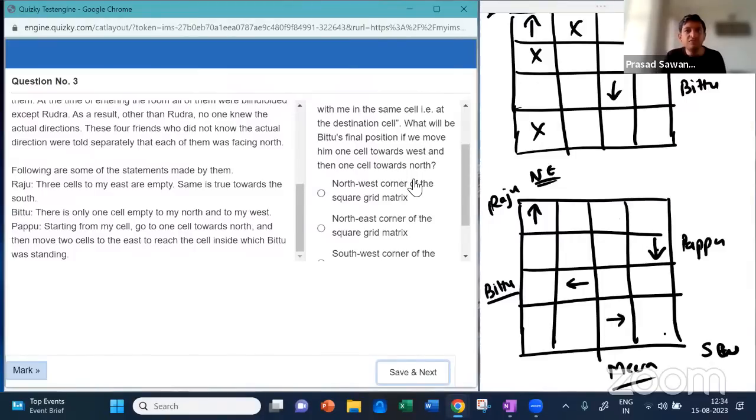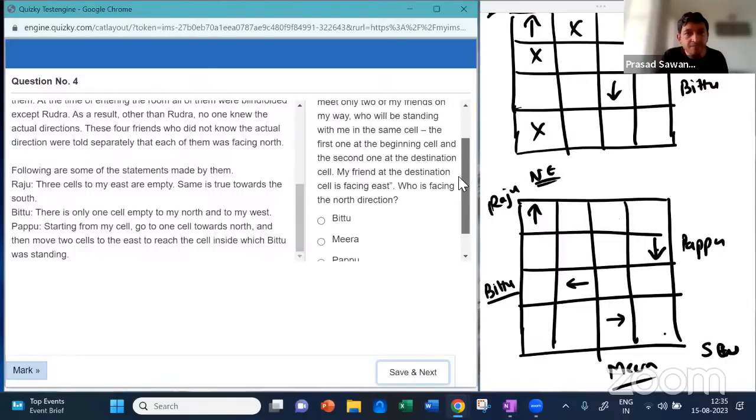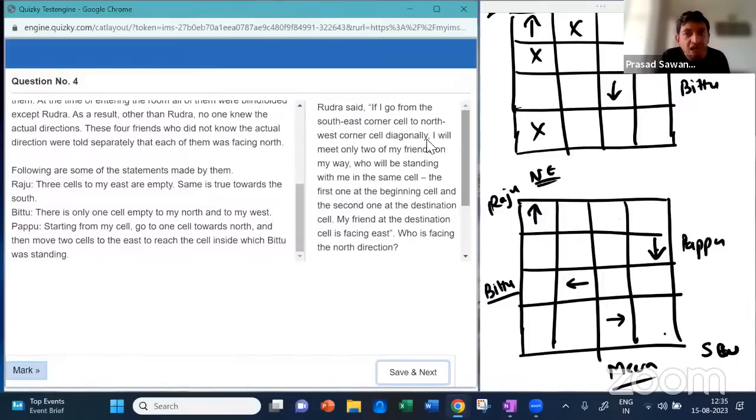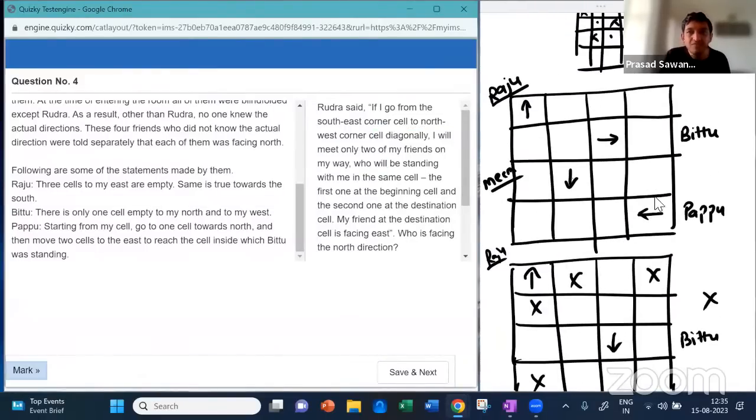Bittu's final position, if we move him one cell towards west and one cell towards north, will be the northwest corner of the grid matrix. Yes. Same thing. Sorry, I'll meet only two of my friends. Yeah, I was hoping for this. Southeast to northwest. My friend at the destination is facing the east. Oh, okay.